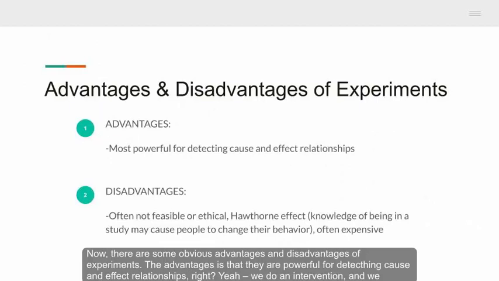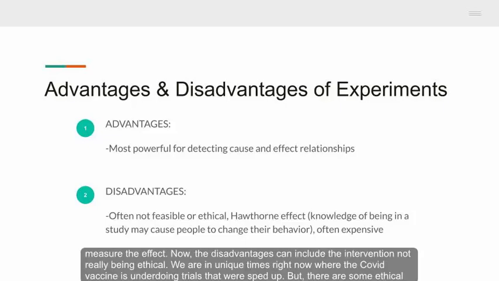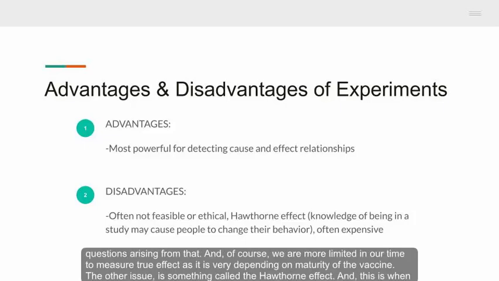Now, there are some obvious advantages and disadvantages of experiments. The advantages are that they are powerful for detecting cause and effect relationships, right? Yeah, we do an intervention and we measure the effect. Now, the disadvantages can include the intervention not really being ethical. We are in unique times right now where the COVID vaccine is undergoing trials that were sped up, but there are some ethical questions arising from that. And of course, we are more limited in our time to measure true effect, as it is very depending on maturity of the vaccine.